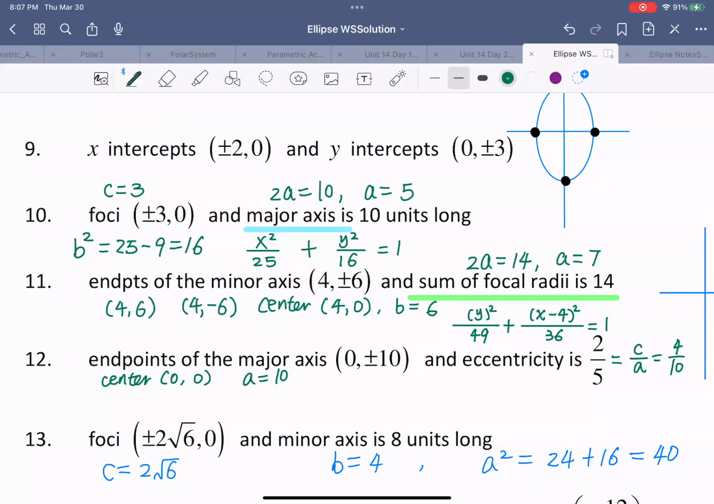Okay. And then let's get the B. B squared equals? A squared minus C squared. Yes. Go ahead. So B squared equals 10 squared minus 4 squared. How much? 84. Go ahead, the equation.